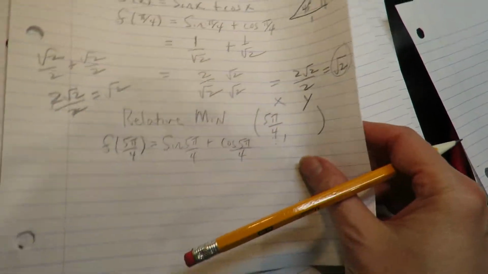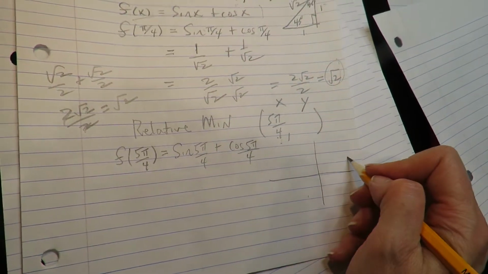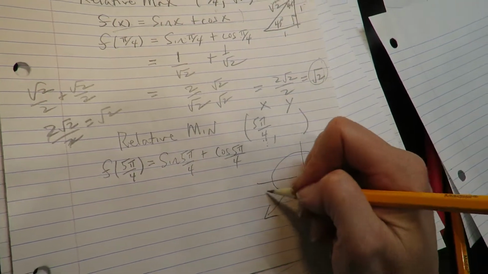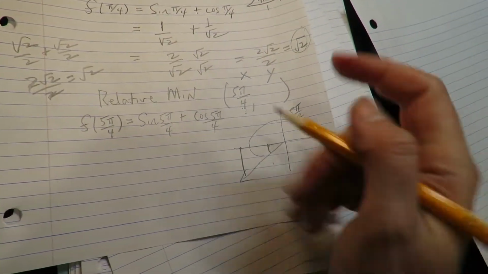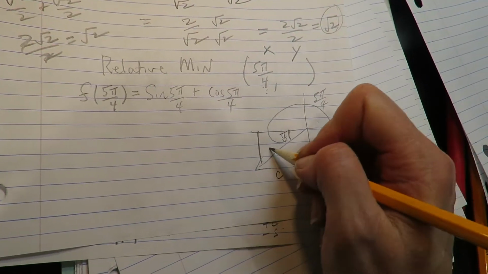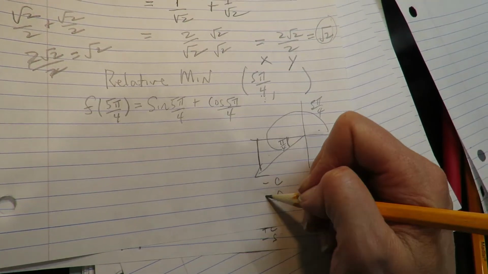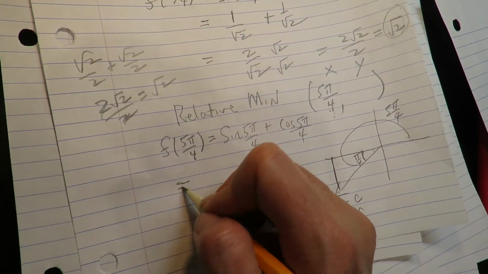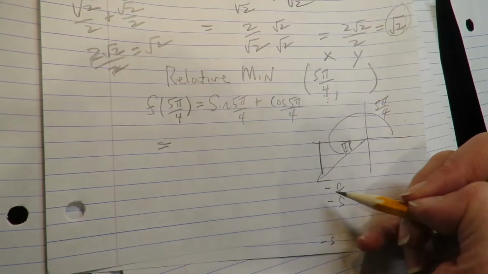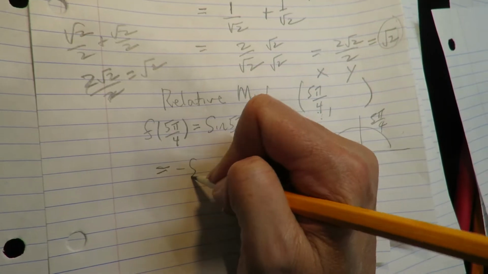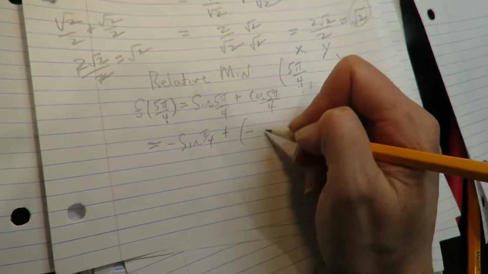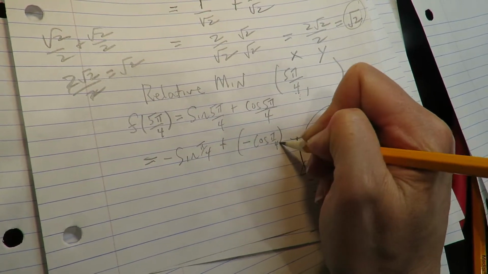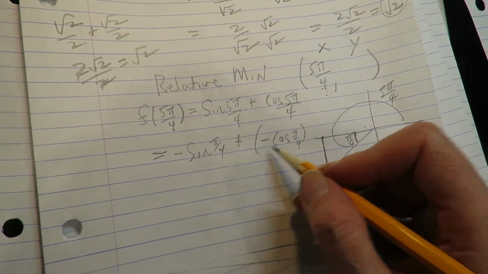Okay, now I'm going to make my lovely little diagram. 5 pi over 4 is here. So the standard angle is 5 pi over 4. The reference angle is pi over 4. The sine in this quadrant is negative, and the cosine in this quadrant is negative. So when you swap it, you have to use the correct plus or minus with the reference angle. So the sine is negative when I use the pi over 4. The cosine is negative when I use the pi over 4.